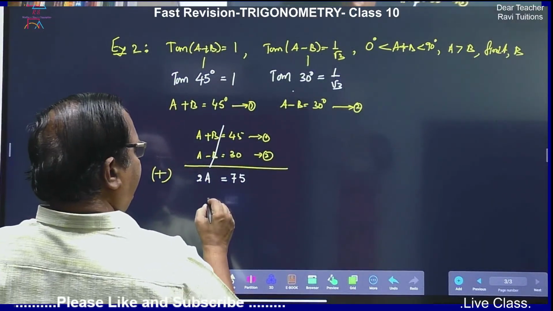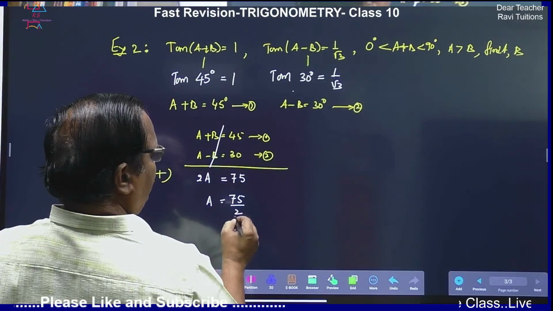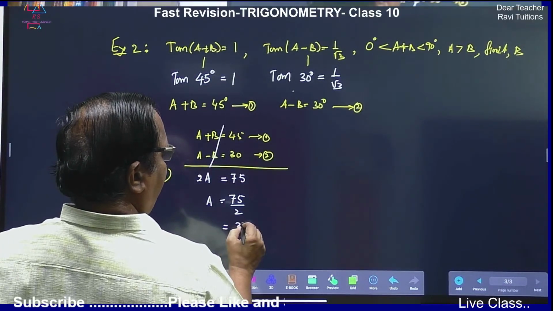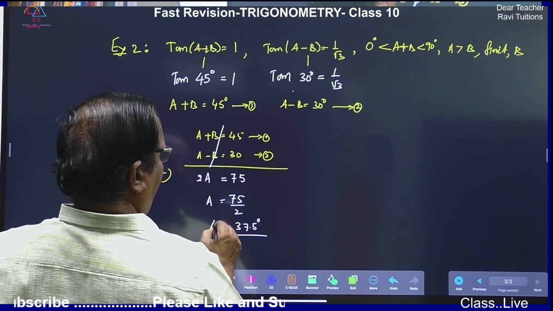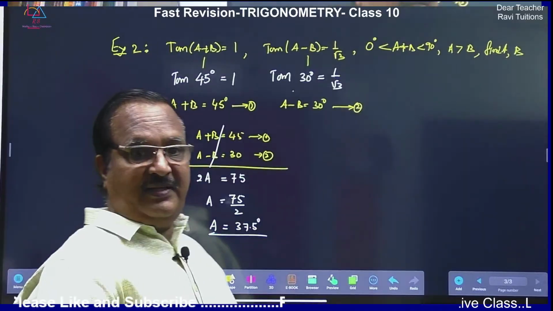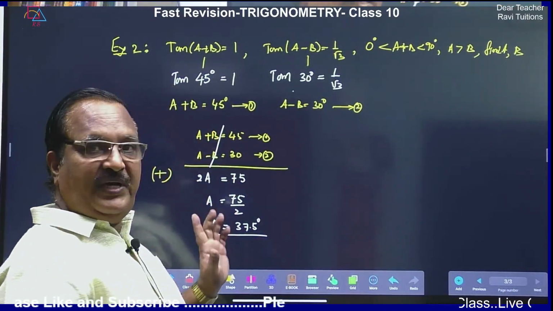And then A is equal to 75 degrees by 2. So how much? 37.5 degrees. A is equal to 37.5 degrees. So I got the point. So I should check it.